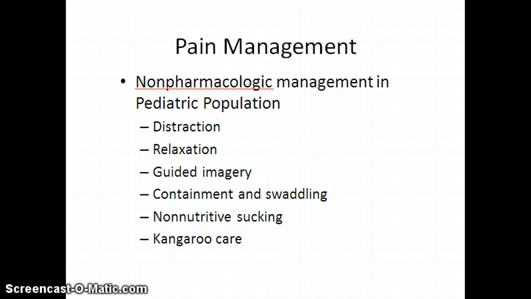Non-pharmacologic measures that we have discussed earlier: distraction, relaxation, guided imagery. With our infants, containment and swaddling, non-nutritive sucking, so using pacifiers, using sucrose water, those types of things, and then also kangaroo care.